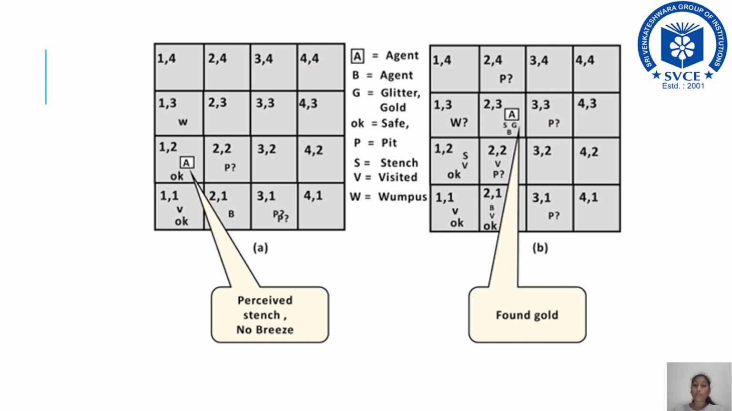Now when we go to 2,2, we can sense nothing. So it is safe. So we can go to either 3,2 or 2,3. When we go to 2,3, we perceive a glitter. That is, we found the gold and we won the game.